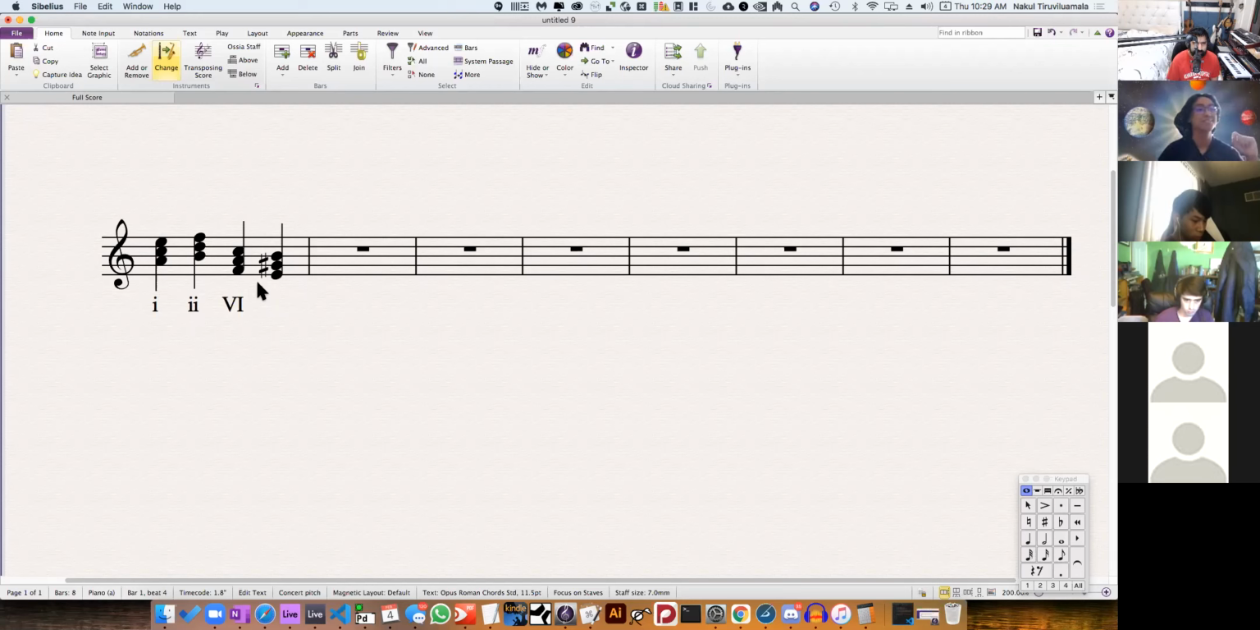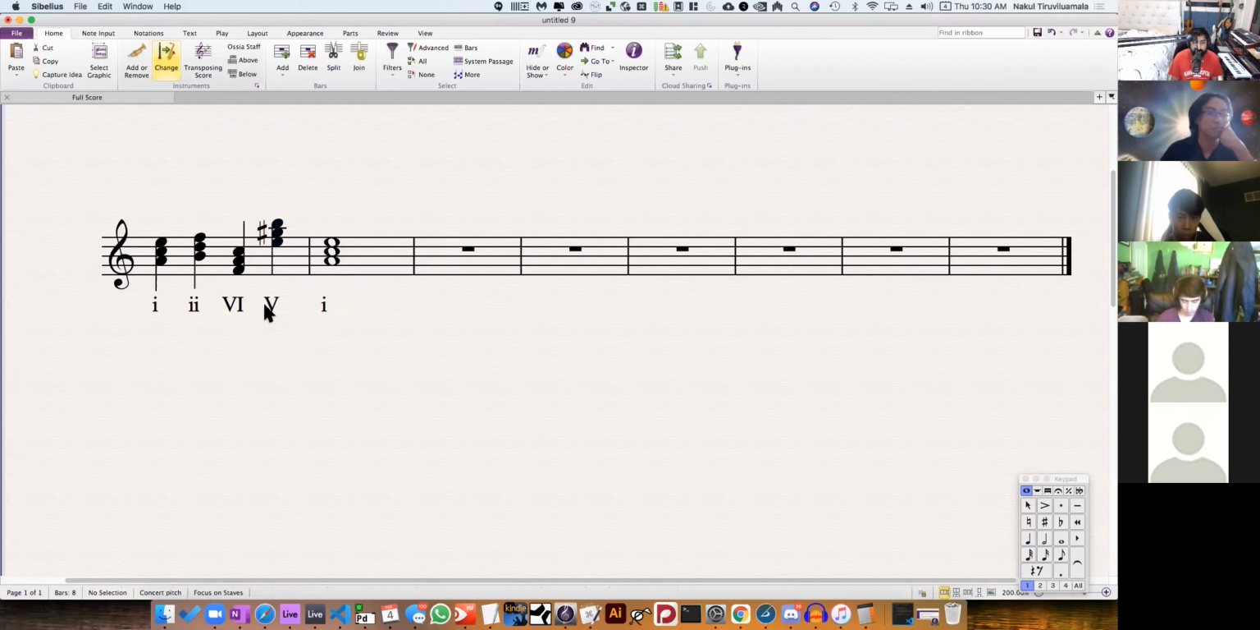And then how about this one? Five. Capital 5, right? And let's say I go to another chord right here. What is this one? Lowercase 1. Now I just brought this up an octave just for fun, okay?